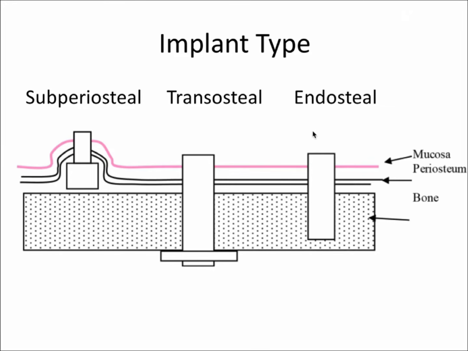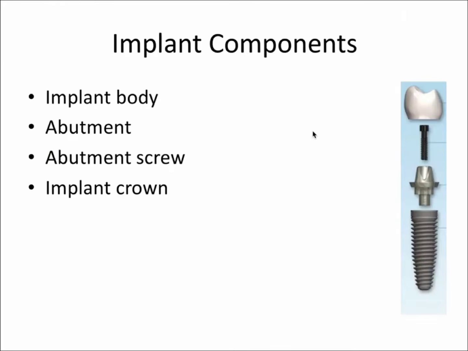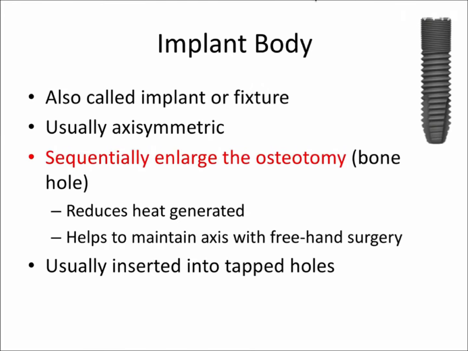And so let's talk about the endosteal implant. An endosteal implant has 4 primary components if we boil it down. From bottom to top in the schematic, we have the implant body, the abutment, the abutment screw, and the implant crown. So now in the next couple slides, let's unpack each of these components.